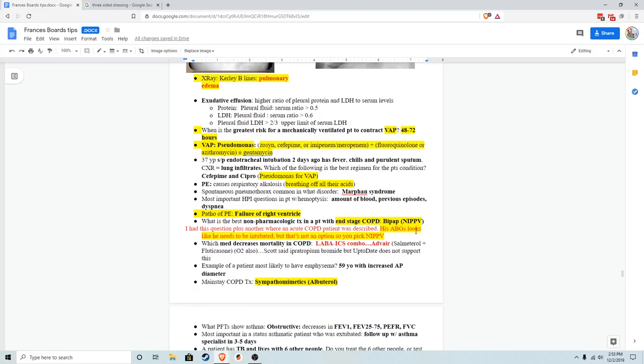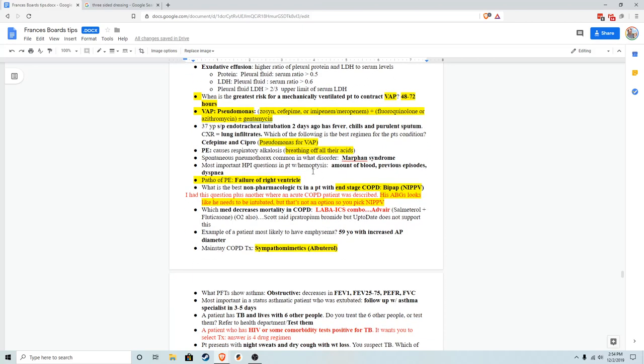Okay, let's see what else. Here we go again. PE causes respiratory alkalosis because they're breathing off all their CO2. Because they're tachypneic, they can't get enough oxygen.